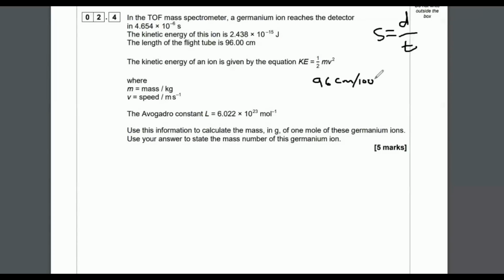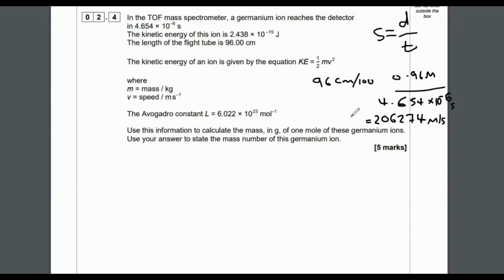So let's start with the distance. We've got 96 centimeters. We want to divide by 100 to get 0.96 meters. We want to divide that by the time, which is 4.654 times 10 to the minus 6. Now that is going to give us the velocity or the speed. I would keep the numbers in your scientific calculator. I'm going to shorten things down so they fit on my page because I'm running out of room.